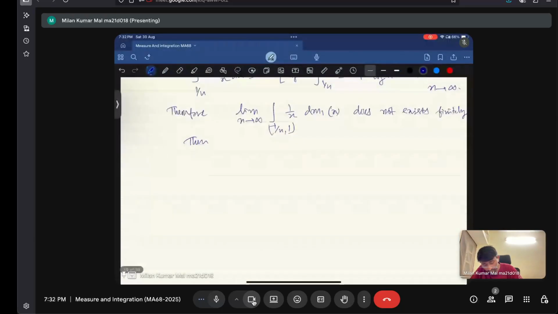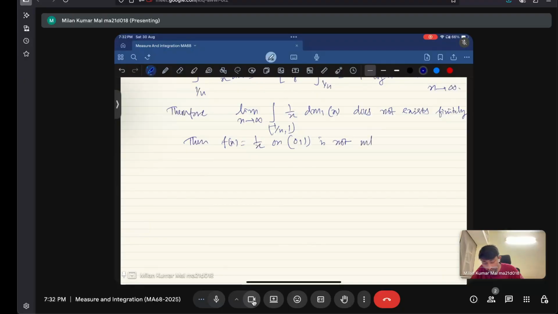Then f(x) equals 1 by x on (0,1) is not integrable, not Lebesgue integrable. So here integrable means Lebesgue integrable.